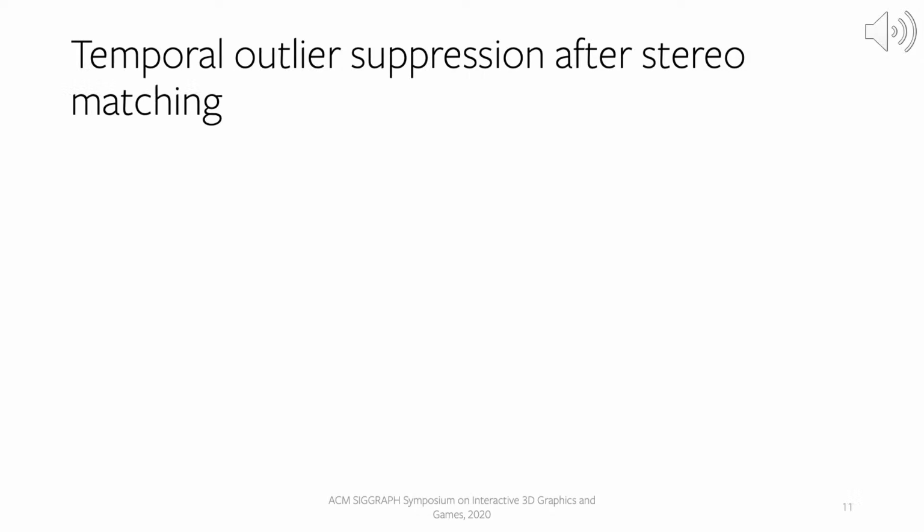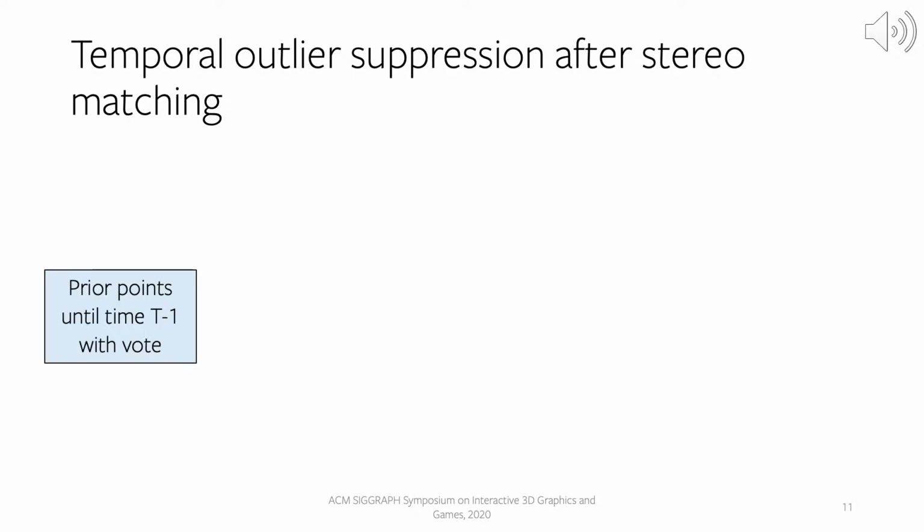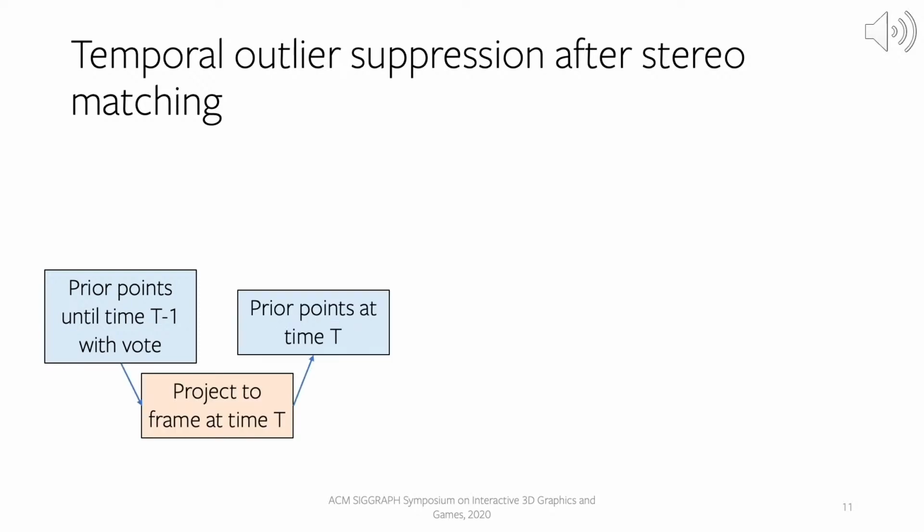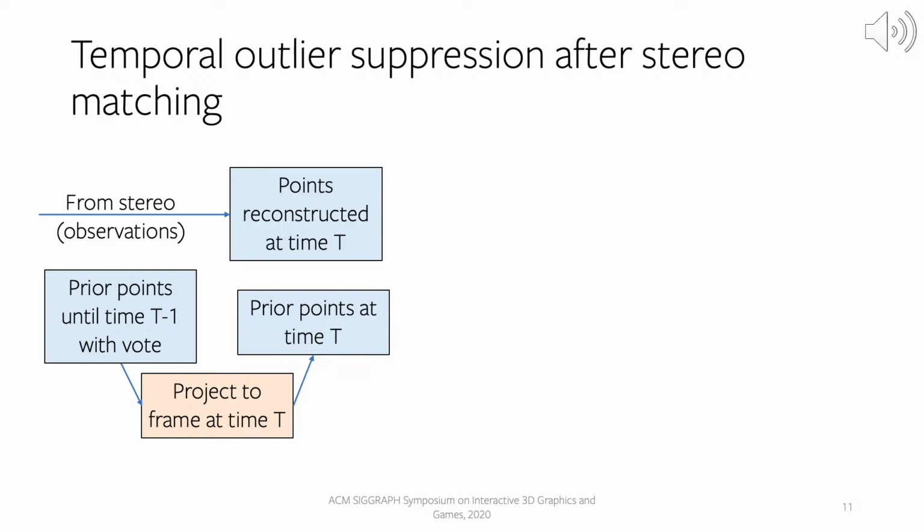We now look at the details of the outlier suppression algorithm because this was important for getting high quality results. We observed that the disparity values from the video encoder vary across time, leading to high frequency noise. In order to fix this, we maintain a set of prior points along with a vote for each point until time t-1. We project these points to frame t, which gives us a prior for frame t. We also have stereo points from time t, which are computed using the camera input at the same timestamp. We call these the observations.